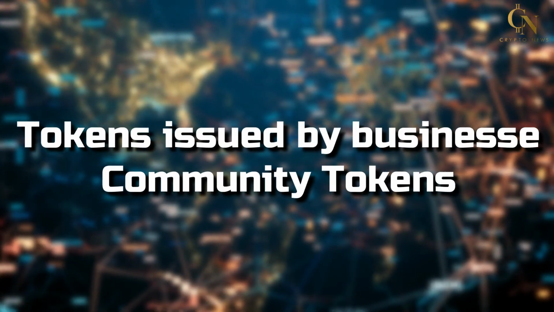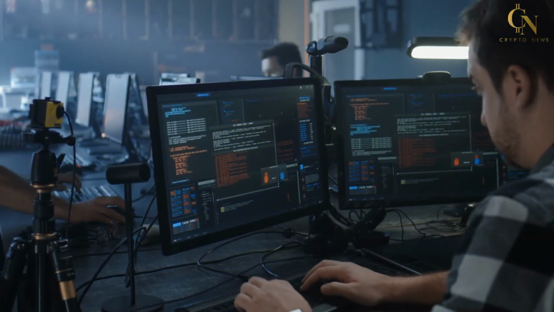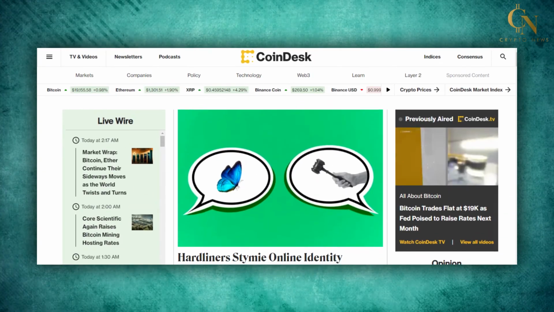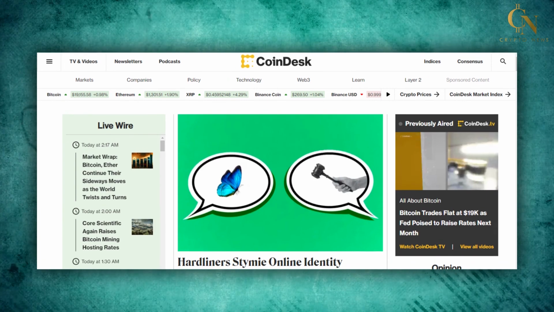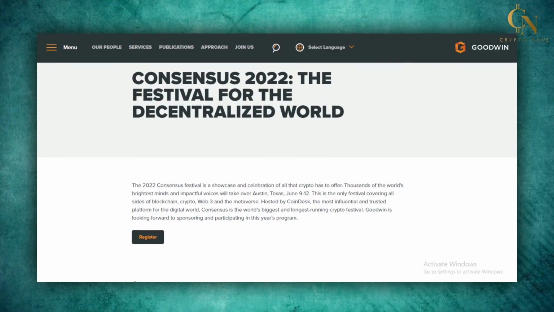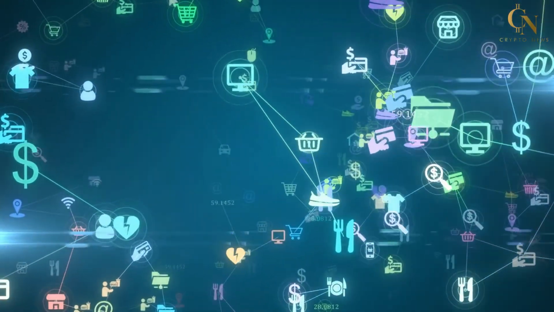Tokens issued by businesses. Community tokens. Social tokens do not have to be developed by individuals, they may also be created by businesses. For example, cryptocurrency news portal CoinDesk developed its own social token, $DESK, which debuted earlier this year as part of its event Consensus Festival 2022. The firm used $DESK tokens to award festival goers for their participation. These tokens may then be used to purchase products during the event by attendees. According to CoinDesk, the long-term objective is to use these tokens as a feedback mechanism to directly communicate with its readers.